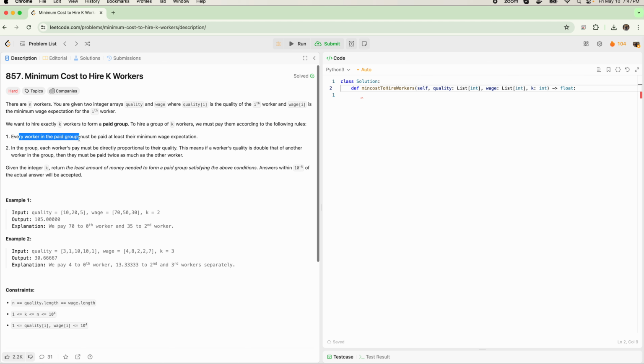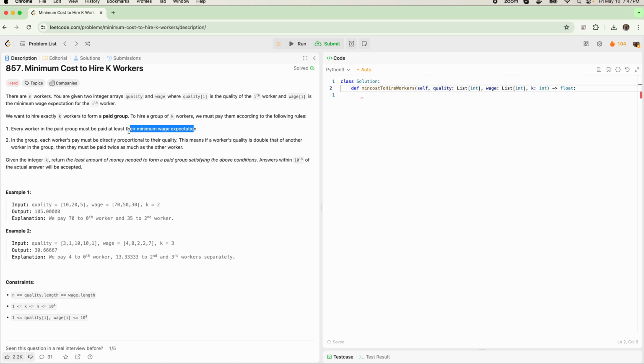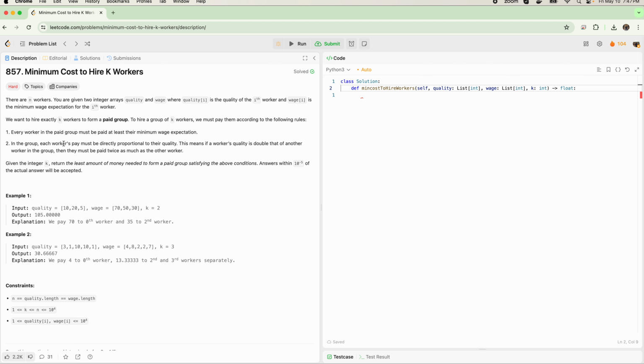Every worker in the paid group must be paid at least their minimum wage expectation. In the group, each worker's pay must be directly proportional to their quality. This means if a worker's quality is double that of another worker in the group, they must be paid twice as much as the other worker. Given integer k, return the least amount of money needed to form a paid group satisfying the above conditions. Answers within 10 to the power of minus 5 of the actual answer will be accepted.